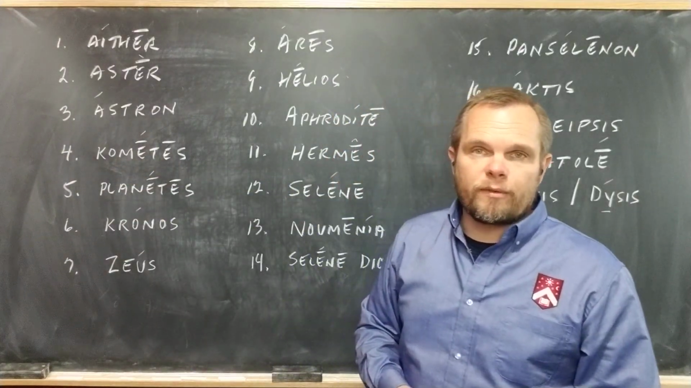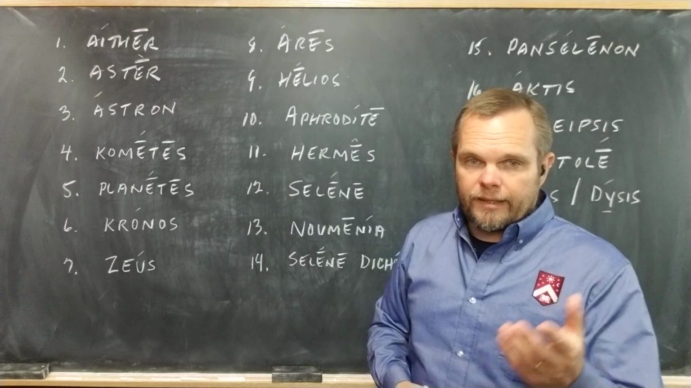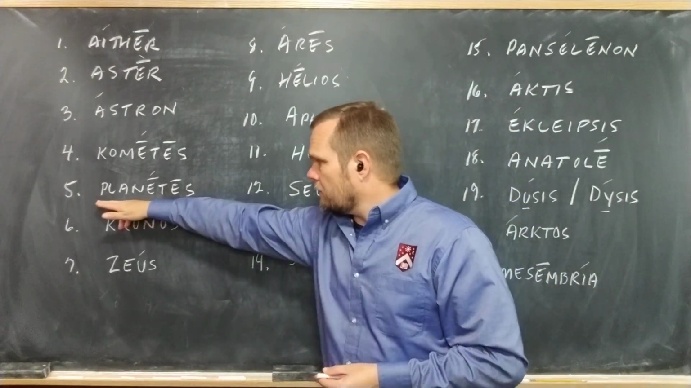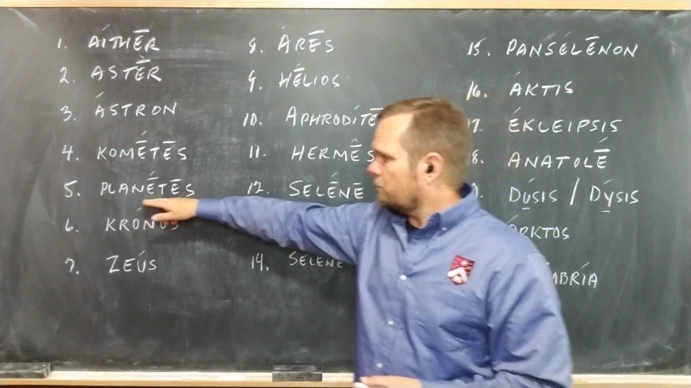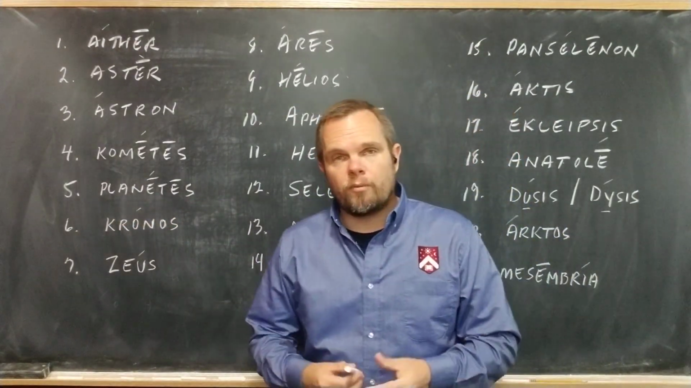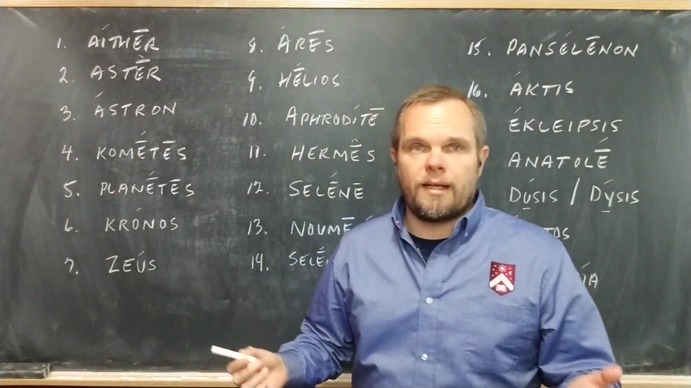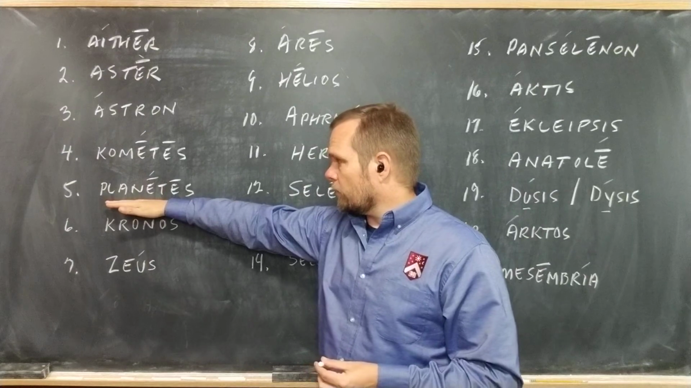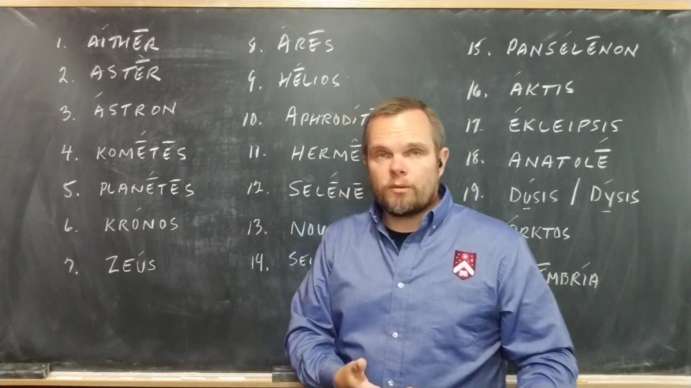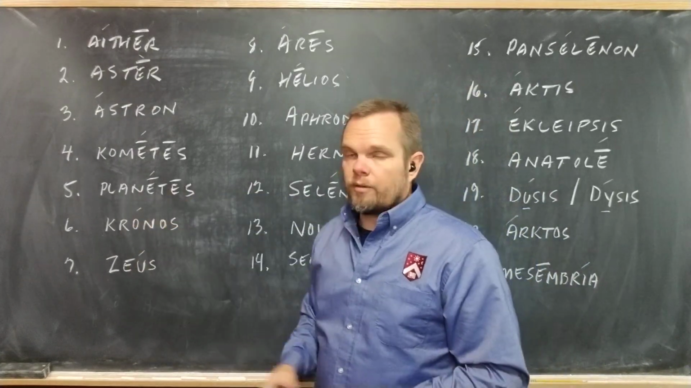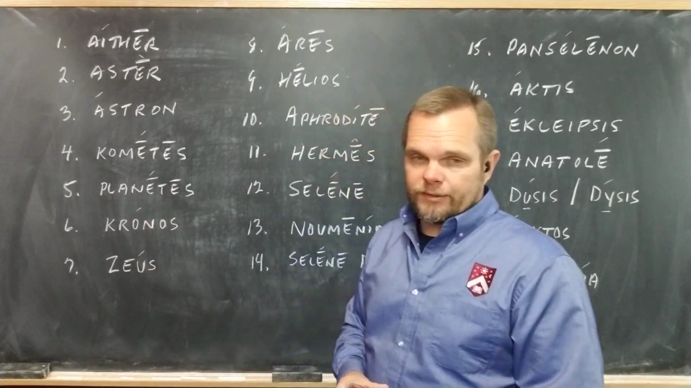Next up, number 5, we have a planet. The English word planet is derived from the Greek word planetes. If we look at the Latin word, we find planeta. So the Latin word was derived from the Greek word, and then the English word was either derived from the Latin word or directly from the Greek, planetes.